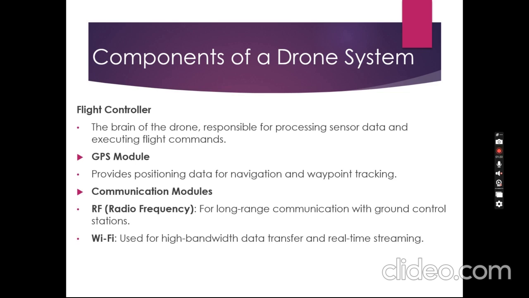Communication module. In the communication module, we have two submodules that are RF and Wi-Fi. RF stands for radio frequency. It facilitates long distance communication between the drone and ground control, essential for remote operation and telemetry. The next one is Wi-Fi. It allows for high speed data transfer, including real time video streaming between the drones and user devices.